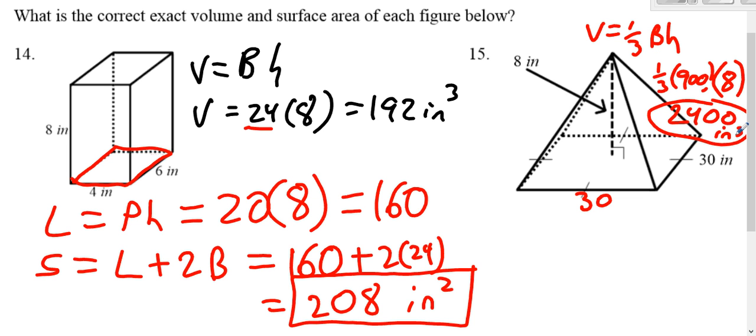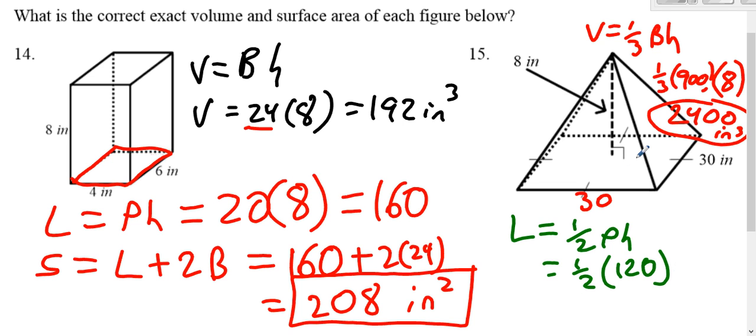Surface area, you do almost the same calculation, except lateral area this time is 1/2 the perimeter times the slant height. So 1/2 the perimeter is 30, 30, 30, and 30. And we need the slant height, which actually is not given to us, so we can't actually do this here. So we don't know the slant height, so we can't actually finish it off with surface area.